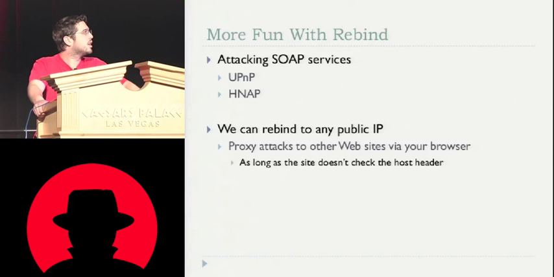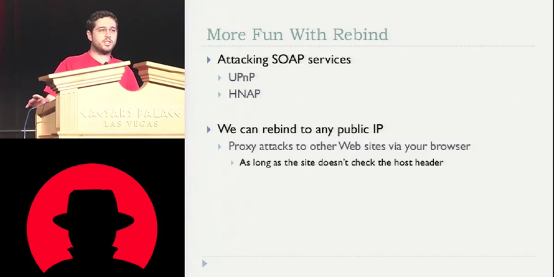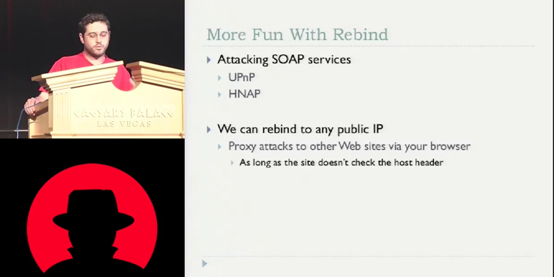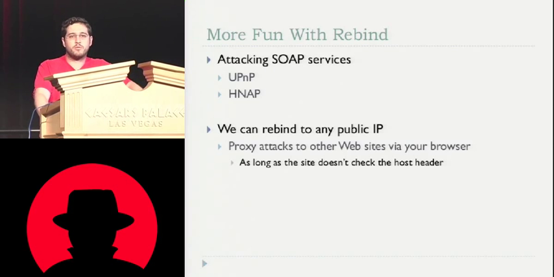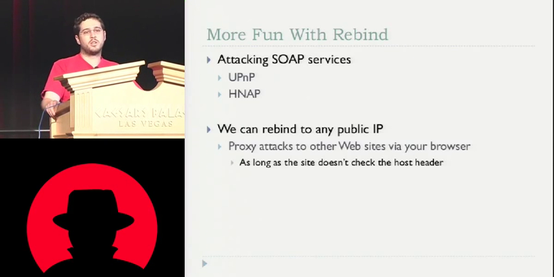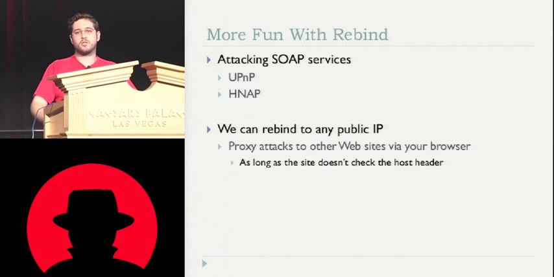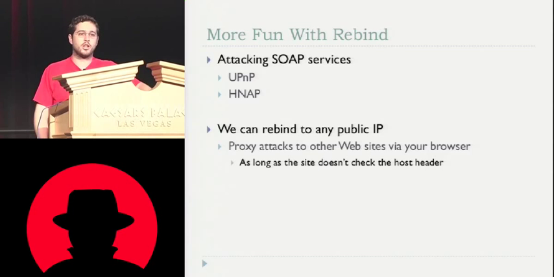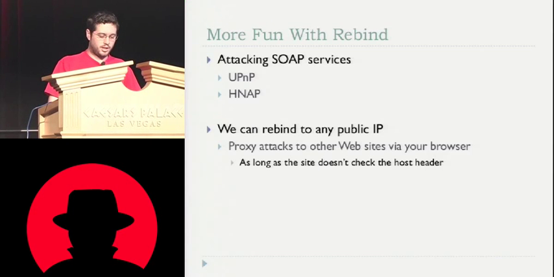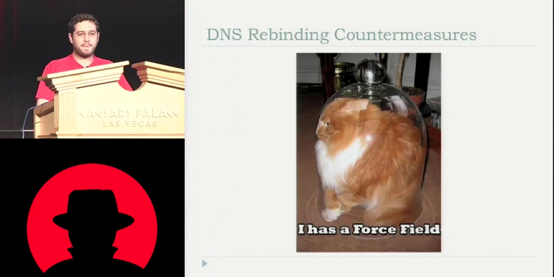We can also rebind to any public IP. We're not restricted to the router's public IP. So the rebind tool allows you to say, hey, I don't want to rebind to this guy's router. I don't really care about his router. I just want to use him as an on-demand botnet to attack this other server over here. So here's a list of IP addresses I want you to rebind clients to, and then the attacker just has a script that goes through and attacks those servers through someone else's web browser. So how do we stop this?